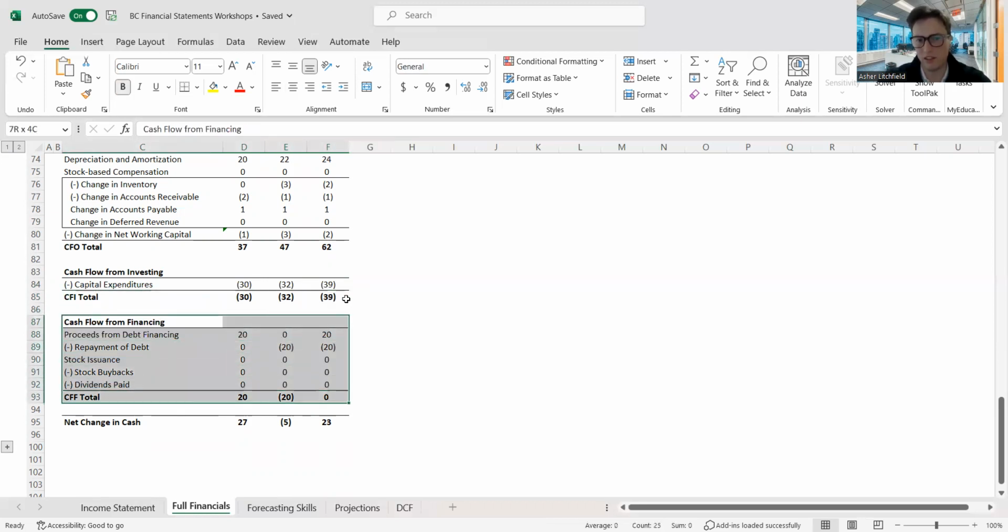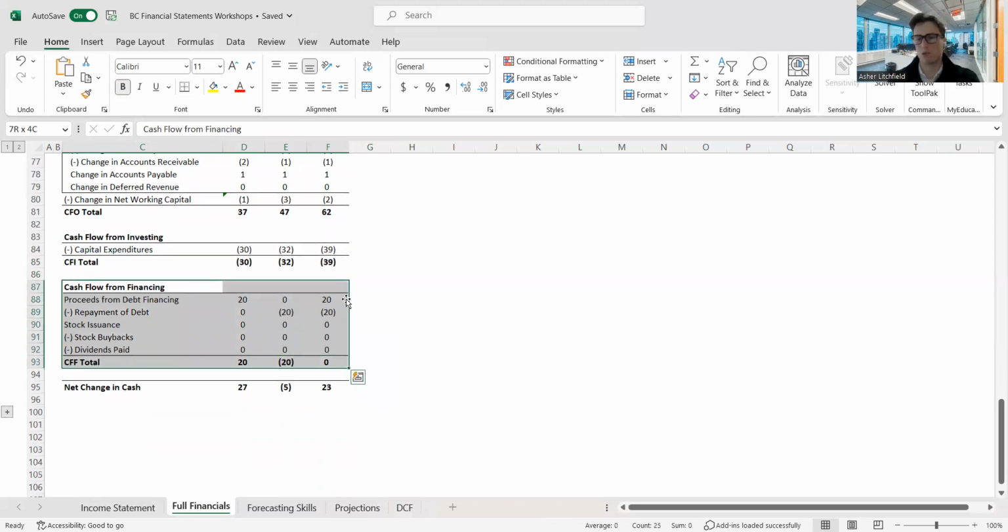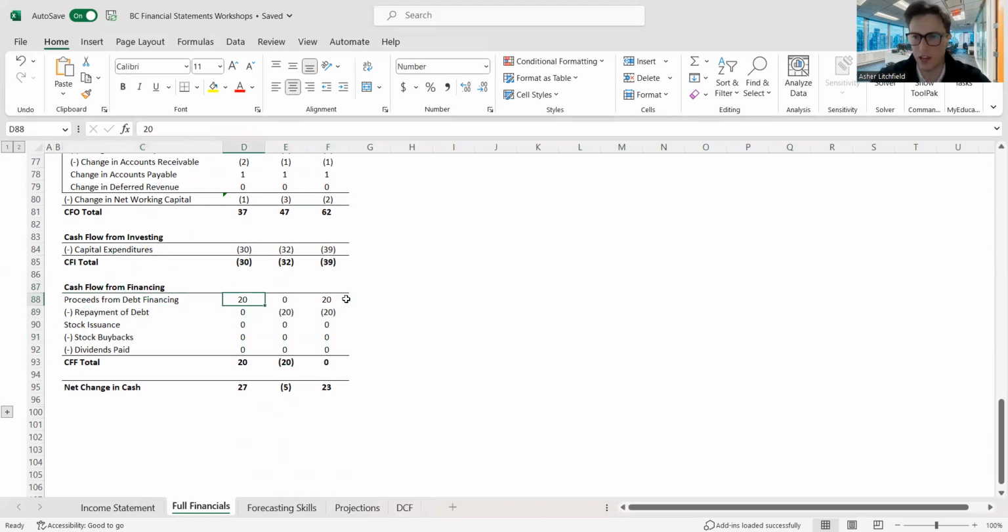Financing activities. These are decisions that are separate from the operations of your business and separate from the investing activities too. This is taking out debt, issuing stock, buying back stock, anything like that. You can imagine that would affect your cash balance. If you issue debt, it's going to increase your cash balance. If you pay off your debt, it's going to decrease your cash balance. And you can see that here.